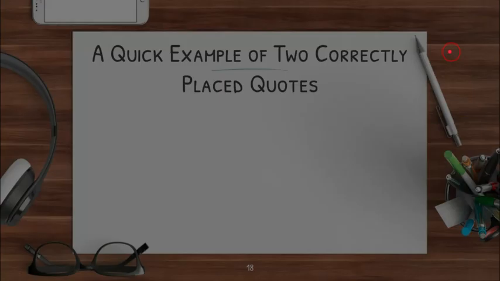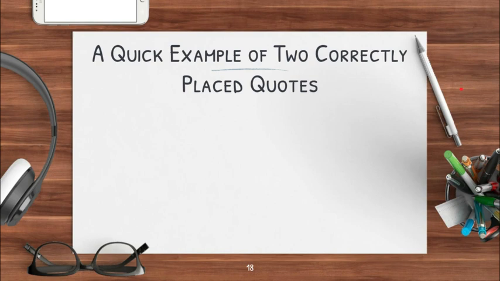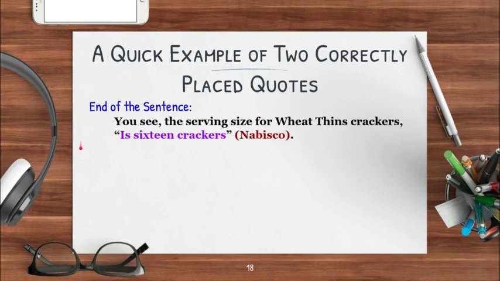Okay. A quick example of two correctly placed quotes. First, an example of putting the quote at the end of the sentence. Just like Stephen Colbert used in his video, right? You see, the serving size for Wheat Thins crackers, quote, is 16 crackers, right? Notice the quote in purple there, right? It's at the end of the sentence.